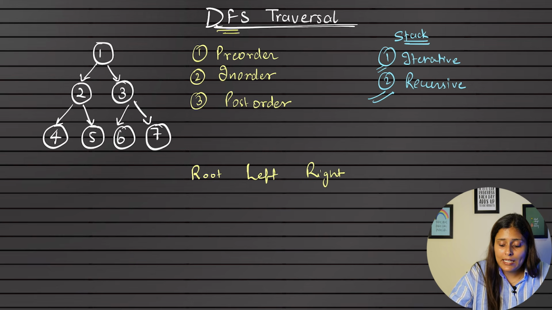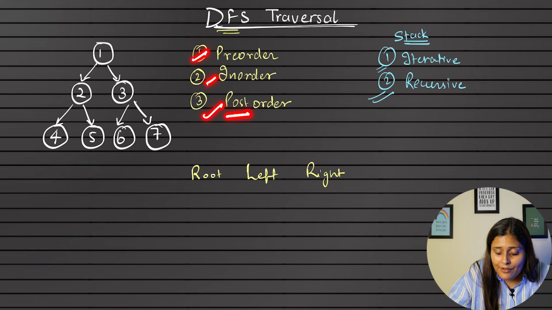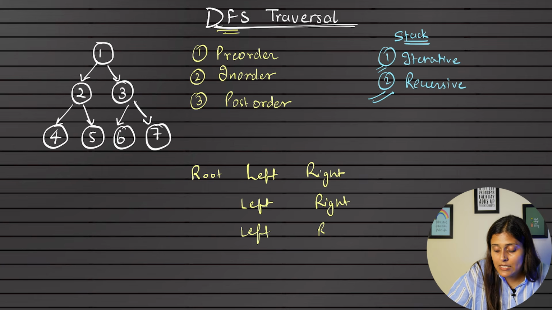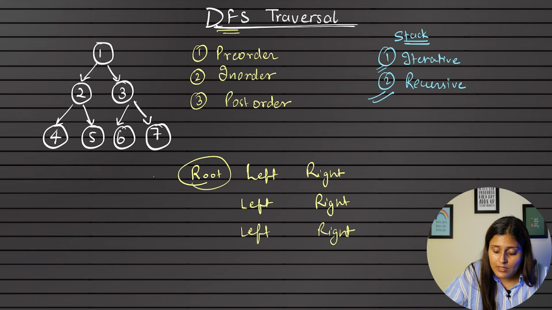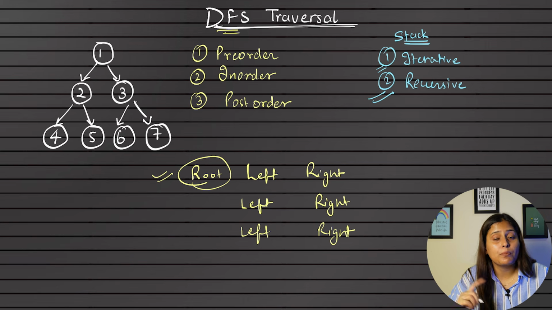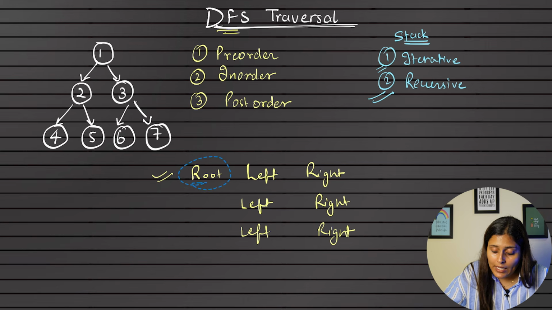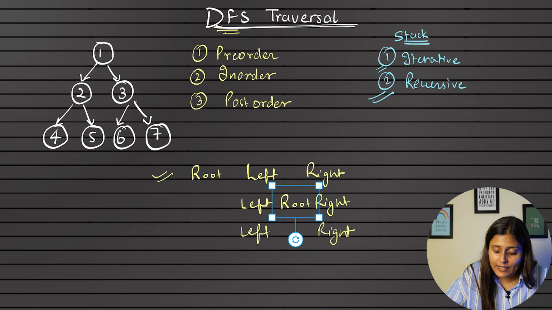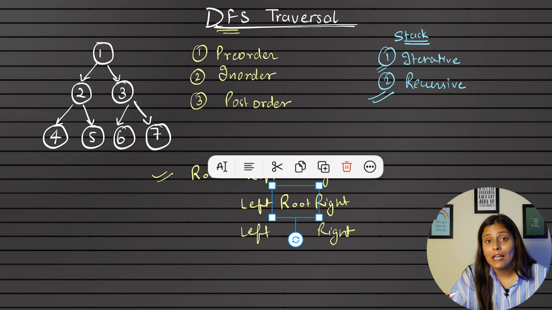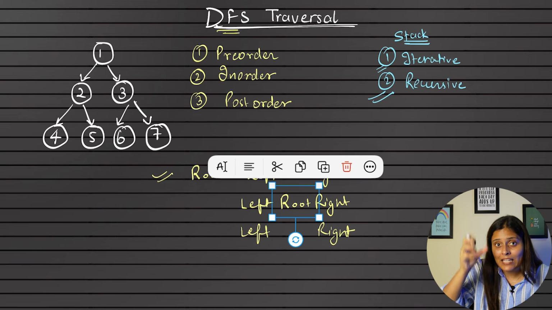Pre, in and post: these definitions are only for the root node. So left and right will be sitting at the same position, left first and right later. If the root comes first, it becomes pre-order traversal. Now if the root comes in between the left and right, it becomes in-order traversal. In means in between.